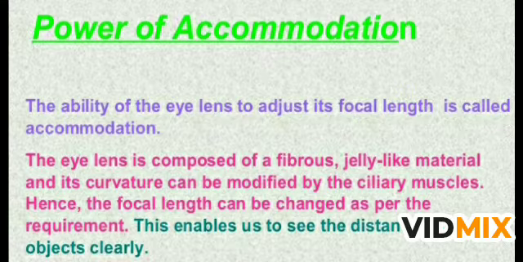So we can say that the eye lens is composed of fibrous jelly-like material, and its curvature can be modified by the ciliary muscles. Hence the focal length can be changed as per the requirement. So this enables us to see distant or nearby objects clearly. To see the far object, to see the nearby object, the eye itself adjusts the focal length of the lens. So we can say that this is the power of accommodation of the human eye.